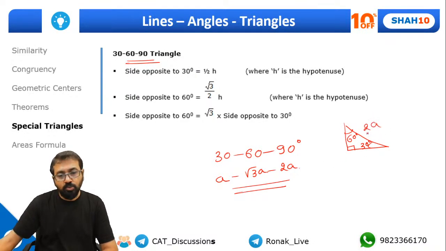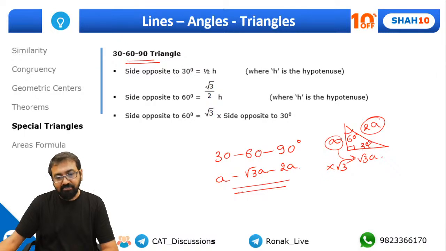So you will remember it this way, if hypotenuse is 2a, side opposite to 30 degrees is half of hypotenuse, side opposite to 60 degrees is root 3 by 2 times hypotenuse, and side opposite to 60 degree is root 3 times side opposite to 30 degree. If this is a, then you multiply it by root 3 to get the other side.